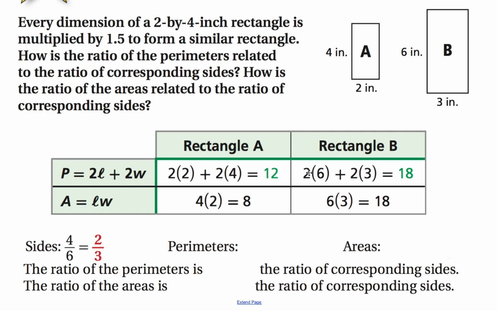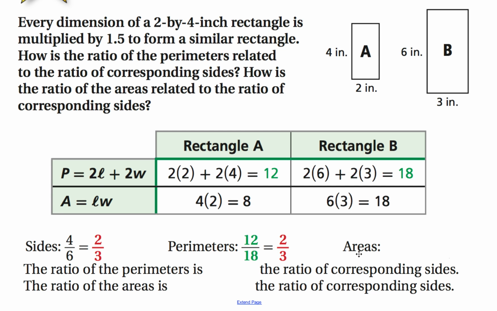Let's see if there's any correlation between the ratio of the two perimeters. So we have 12 to 18, right? We're going to take rectangle A on top and rectangle B on the bottom. So that's 12 to 18. And if you reduce that by dividing both of those by 6, you get 2 to 3 again. So notice the perimeter is in the same ratio, the same scale as the ratio of the sides.